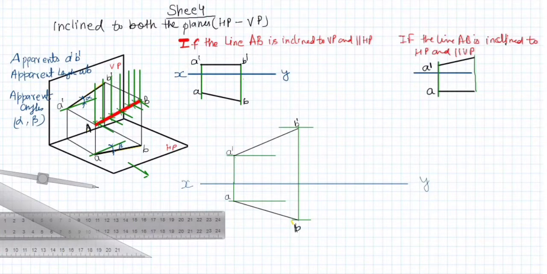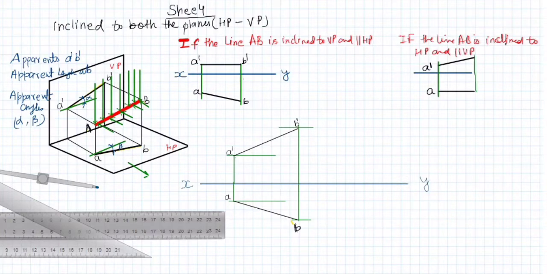Now, what we have to do is find out the true length. For that, let us assume that this line, the original line AB, is inclined to the horizontal plane. This line AB is inclined to the horizontal plane and parallel to the vertical plane. So this is the new line now, the new position of the line, which I am representing with the help of blue color.